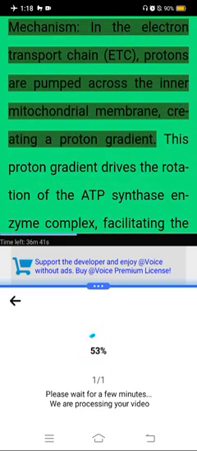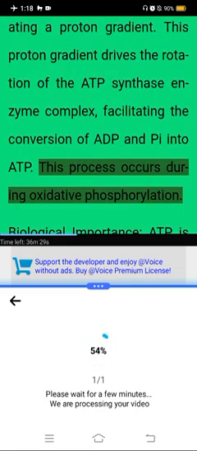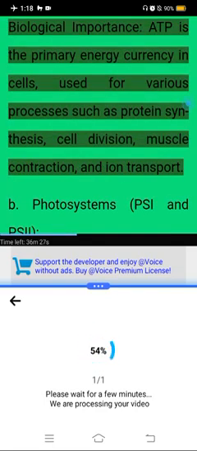Mechanism. In the electron transport chain, ETC, protons are pumped across the inner mitochondrial membrane, creating a proton gradient. This proton gradient drives the rotation of the ATP synthase enzyme complex, facilitating the conversion of ADP and Pi into ATP. This process occurs during oxidative phosphorylation. Biological importance. ATP is the primary energy currency in cells, used for various processes such as protein synthesis, cell division, muscle contraction, and ion transport.